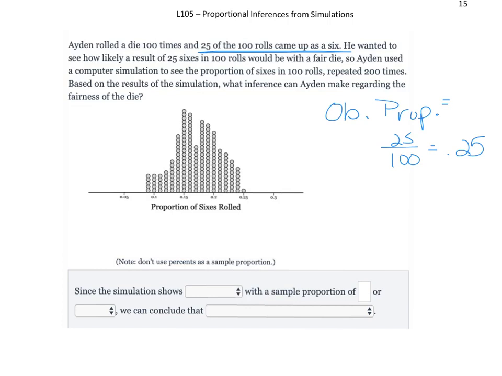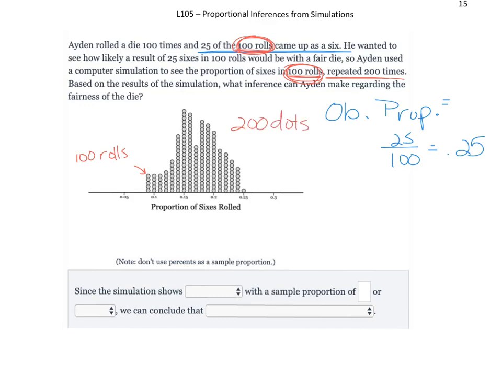He wanted to see how likely a result of 25 6s in 100 rolls would be with a fair die. So Aiden used a computer simulation to see the proportion of 6s in 100 rolls. Something we talked about kind of, but I didn't make a big deal out of: whatever he did for his observed proportion should be the same number of rolls for the simulation, just to keep things consistent and have it be a true measure of how likely that thing is to happen in 100 rolls. He's repeating it 200 times. So each of these dots represents 100 rolls, and there are 200 dots here.